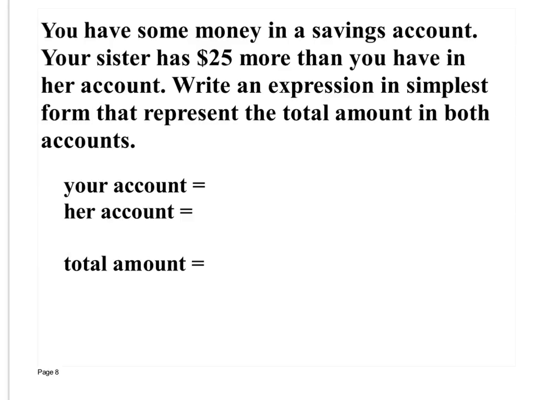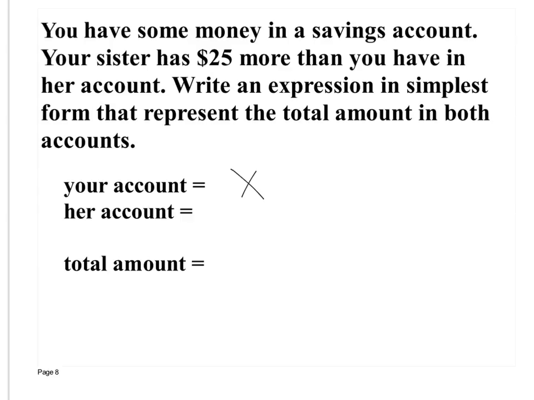Write an expression in simplest form, which means you work out everything you can, to represent the total amount in both accounts. Well, here's what you do. You figure out how much is in your account. So how much would I say is in my account? X or Y. I like X. Because I don't know how much, do I? So I represent using a variable. A variable is an unknown amount.